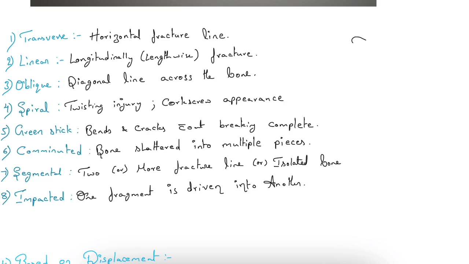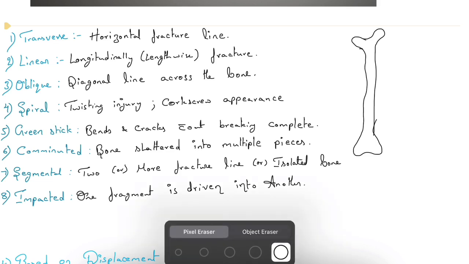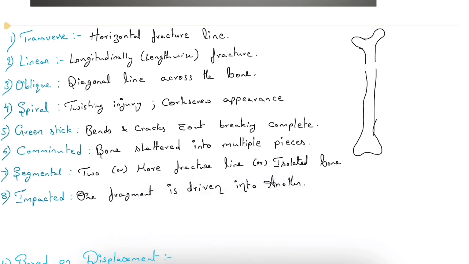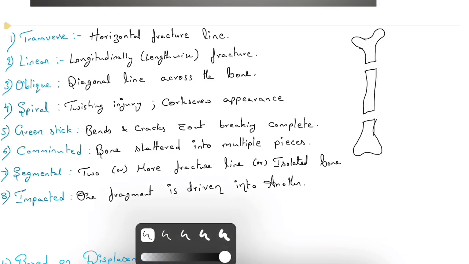For example, this is the tibial bone. In this tibial bone we can see how a segmental fracture will be. That segmental fracture will be like this. That means it will break into two or more fracture lines, and we can see an isolated bone segment, okay. So if you are seeing this type of fracture, it comes under segmental fracture.